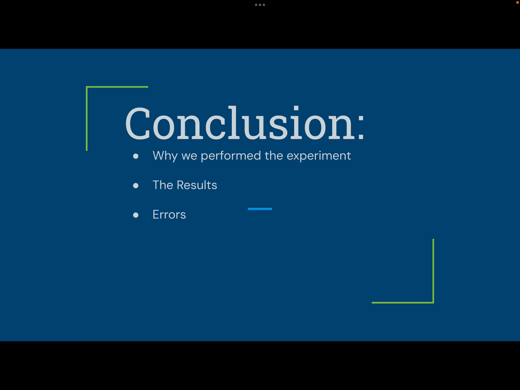We performed this to observe how different forces act on the trajectory of an object. The results were the mass we found of the black hole and the initial velocity of the spaceship, which is the initial conditions. And the errors were as stated. We had slight errors in the mass and slight errors in our trajectory.